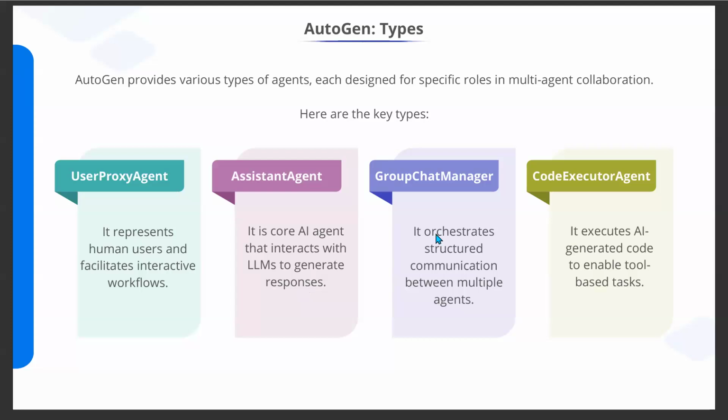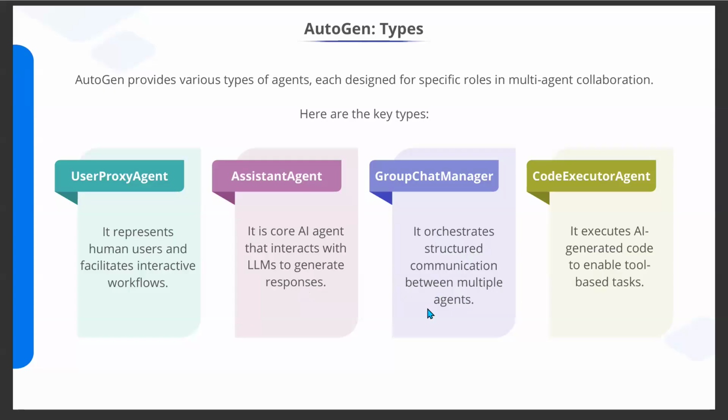Then the group chat manager orchestrates structured communication between multiple agents. Multiple agents are talking to each other. Someone must manage the conversation, and the group chat manager will help you in controlling the agent communication, and it will decide who speaks next and maintain conversation structure.